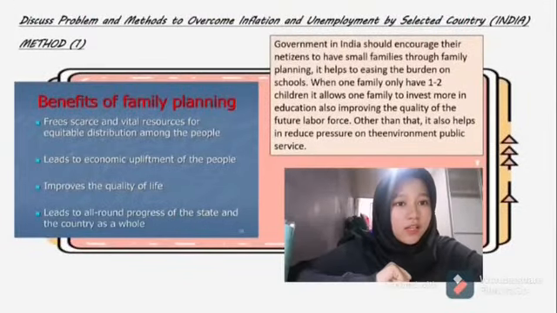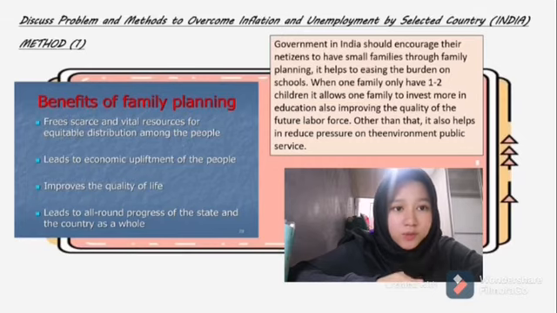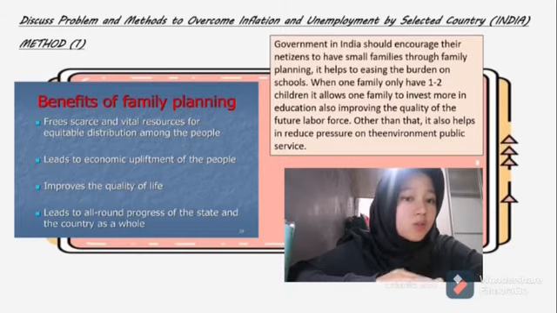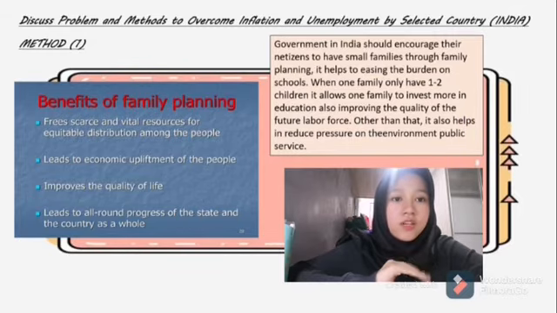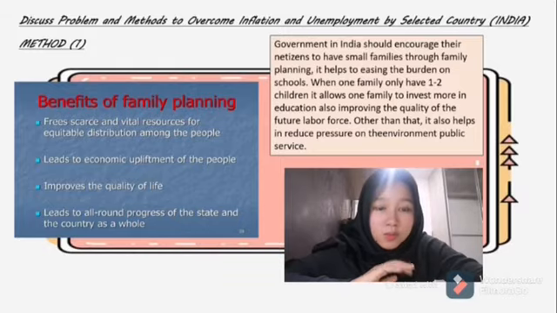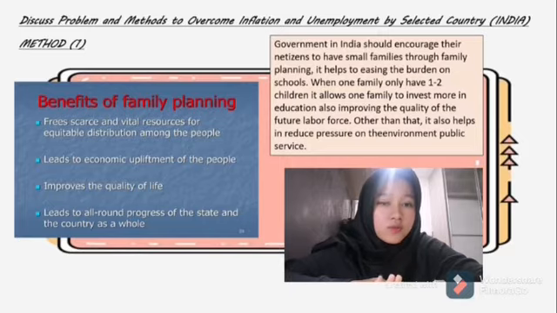Move on to method. As what we have discussed about the problem of how to overcome the inflation and also the unemployment in the selected country, which is India, there are several solutions that can be done in order to ensure the rate of the inflation can be reduced. In India, we all know that the total population has almost exceeded the total population in China. Moreover, Delhi emerged as the second most populous city after Tokyo in 2014. To overcome this problem, there are several methods that can be done.